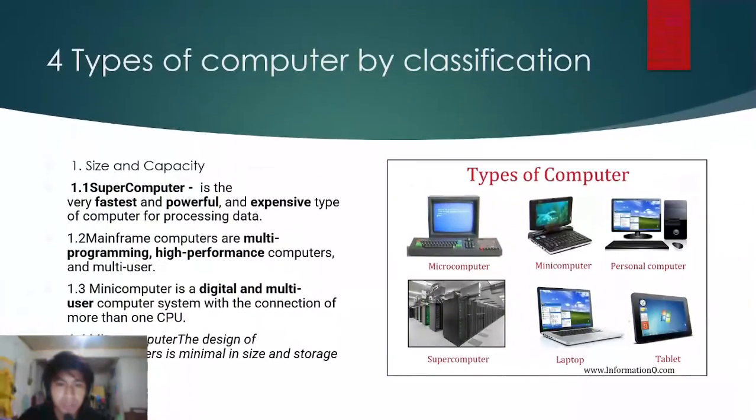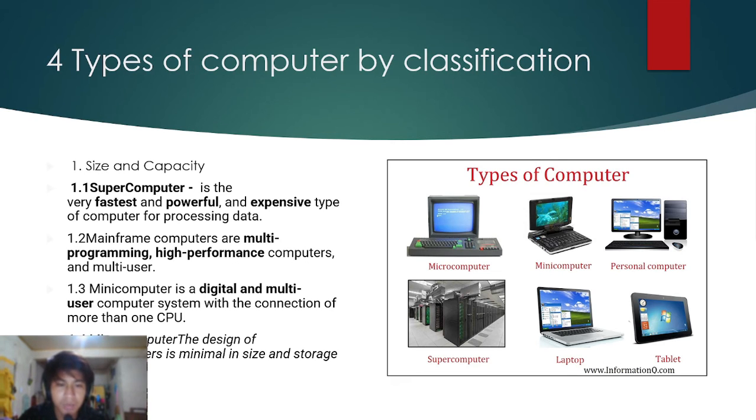Types of computer by classification. 1. Size and capacity. 1.1. Supercomputer is the fastest, most powerful, and most expensive type of computer for processing data. Its size and storage capacity are also huge, designed to process vast amounts of data in a short time with high productivity. 1.2. Mainframe computers are multi-programming, high-performance, and multi-user, which means they can handle the workload of more than 100 users at a time on the computer.